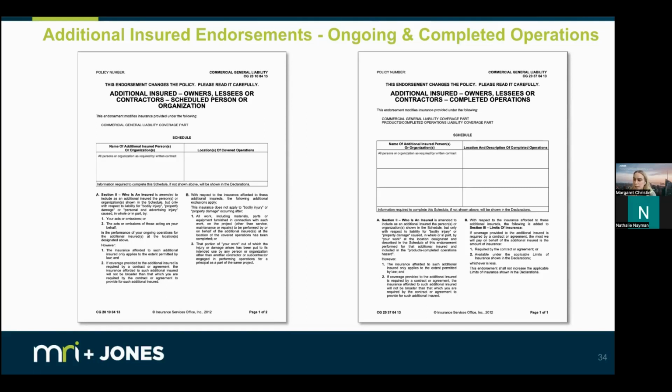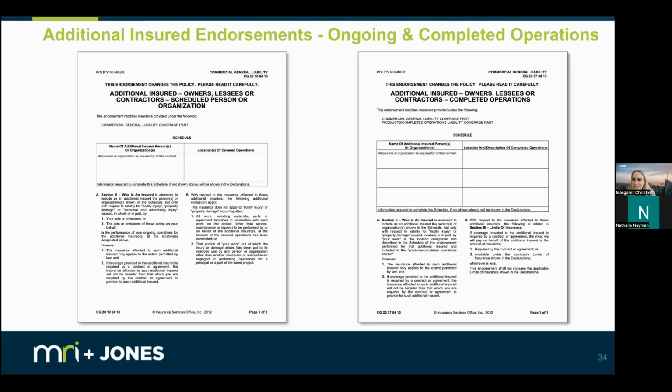Typically, this is going to have to do with some sort of construction that's happening. So ongoing operations would be incidents that are happening while work is occurring, and completed operations would be incidents that happen after work is completed. So for example, let's say that you had a contractor at your property putting up a shelf, pretty simple, but while they are putting up the shelf, they accidentally punch a giant hole in your wall. That would be something that would be covered during ongoing operations.